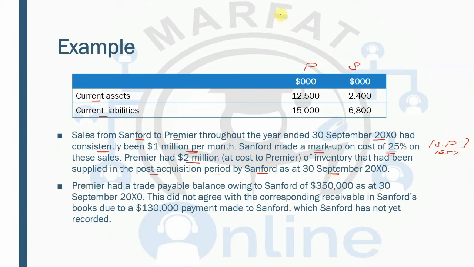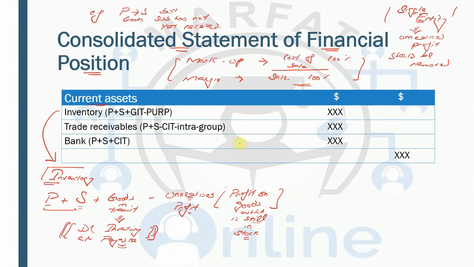Now, the subsidiary has sold goods to the parent, and they have sold the goods worth 2,000. 2 million, we are dealing in the 000. This represents 125%, as this is the selling price. We have to multiply it by 25, which is the markup, in order to calculate the unrealized profit. So 2000 divide by 125 and multiply by 25 is 400. So this 400 is the unrealized profit, which will be deducted from here.